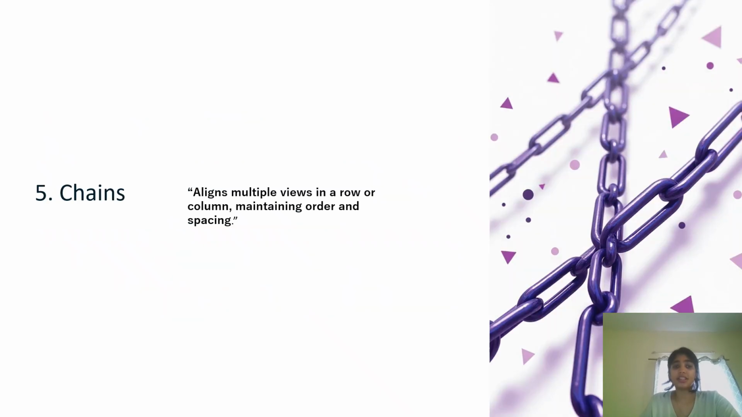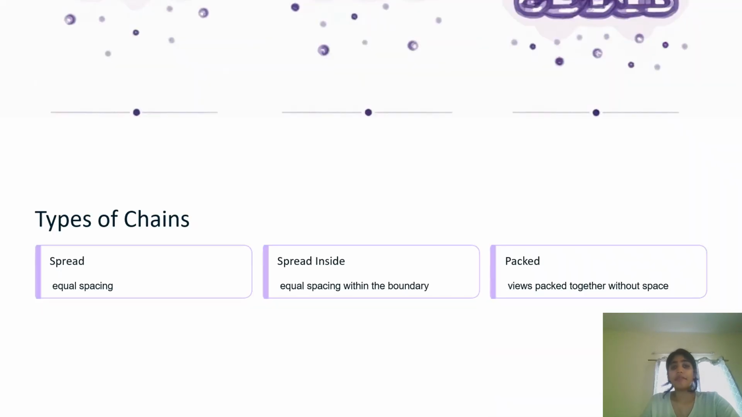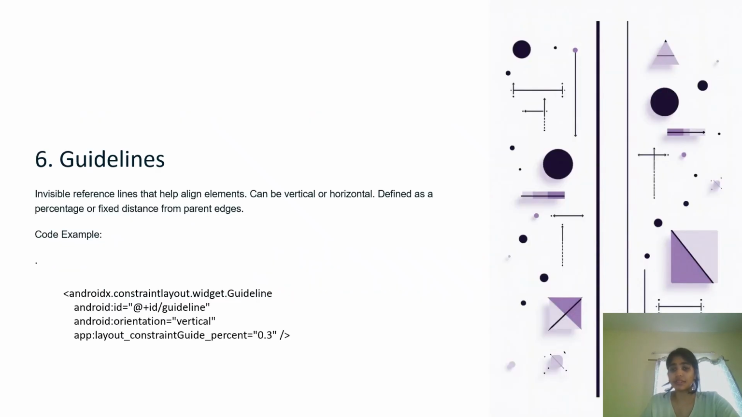First, we are going to see what is meant by chain. Chain allows multiple views to be arranged horizontally, which means in a row, or vertically, which is a column, maintaining the order and equal spacing between the views. And we have the types of chains: spread, equal spacing of views; spread inside, equal space within the boundary; packed, views packed together without space.